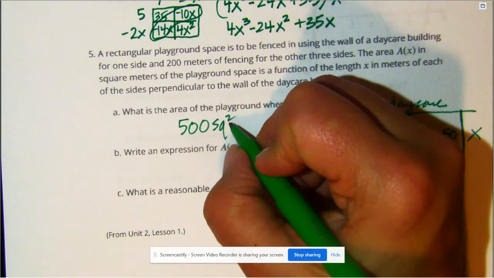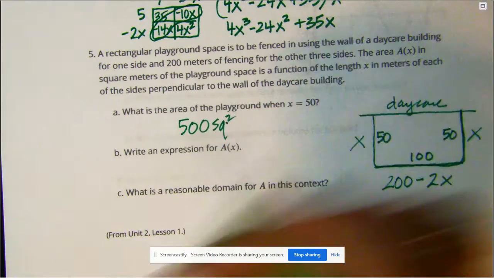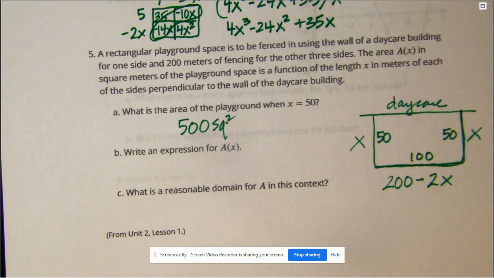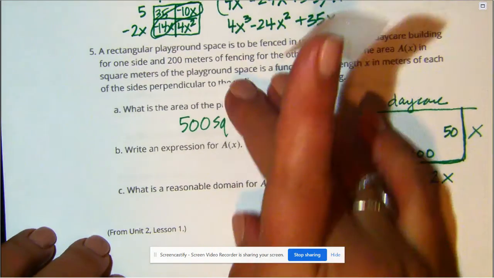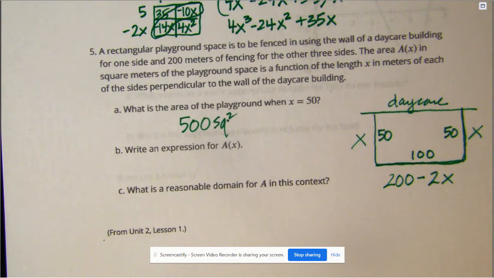What is this in square meters? Oh, I'm not putting Miss Austin. I just realized I did that on one of the other ones. That should say meters square, not square square. It doesn't make any sense.